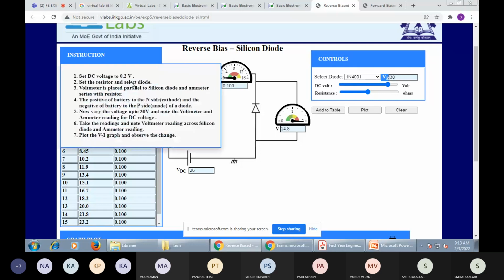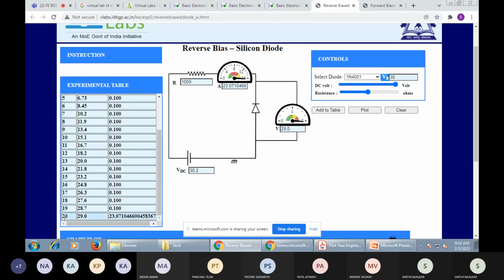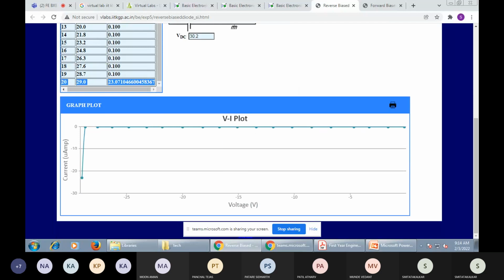Maximum, you can get the readings, like 15, 20, whatever readings are given, step by step, 1, 2, 3, 4 according to this serial. This is the reading. The reading changes after 29 volts. Still the diode goes to breakdown and the current is constant. And see the plot. This is the plotting.